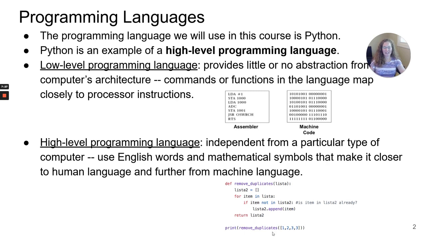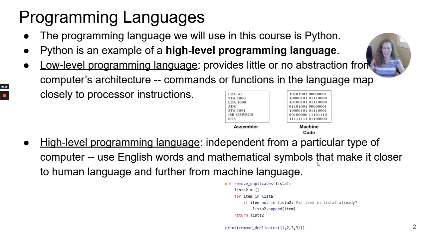So these things, you can just look at and have an idea, okay, this probably prints something, and this if something not in this, you're probably trying to check if something is in something else. It looks a lot more like English than LDA #1 STA 1000 LD. We don't really even understand what that means at all, whereas these look a little bit more like English words. So we will be programming in a high-level language. It still takes work because you need to learn the language, but probably a little bit less work than programming in assembly language and a whole lot less work than programming in machine code.